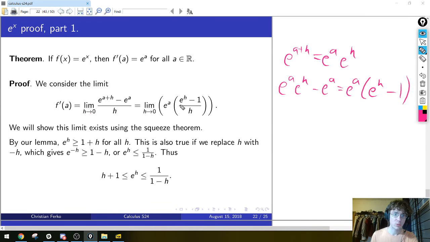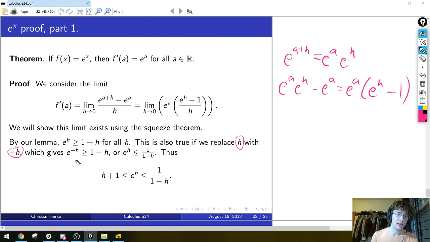So what will our squeezing functions be? Well, the hint comes from our lemma and from Bernoulli's inequality. So we proved on the previous slide that e to the h is greater than or equal to 1 plus h for all h. This is the lower bounding function for e to the h, which we'll manipulate in a moment. In particular, we proved that that's true for any number h, positive or negative. So if you replace h everywhere in this inequality with minus h, that means e to the minus h is also greater than or equal to 1 minus h.